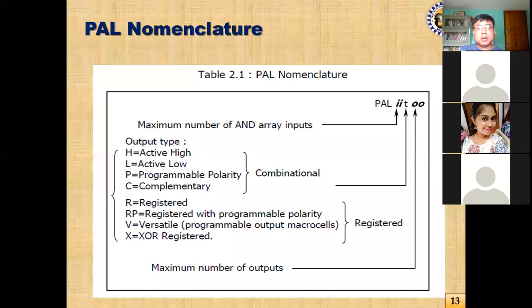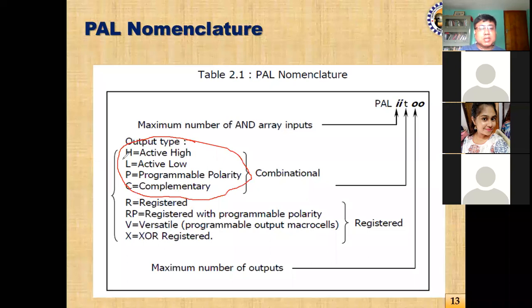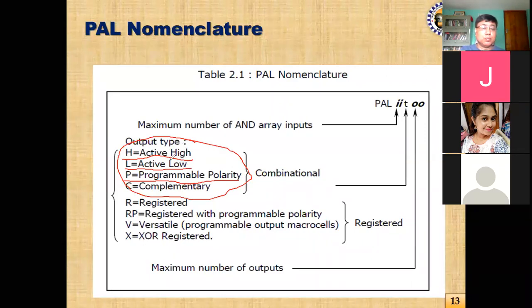See, a PAL should be able to implement combinational expressions as well as sequential expressions. Whenever your PAL is only combinational, these are the combinations possible. In combinational, your output can be active high, active low, or programmable polarity. Programmable polarity means you can program it to active high or to active low.